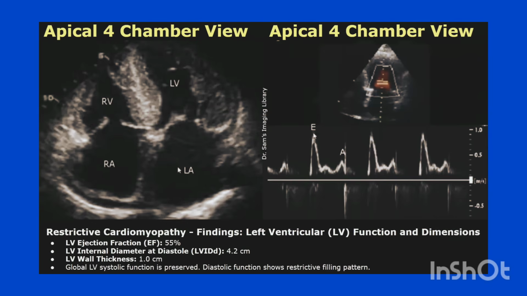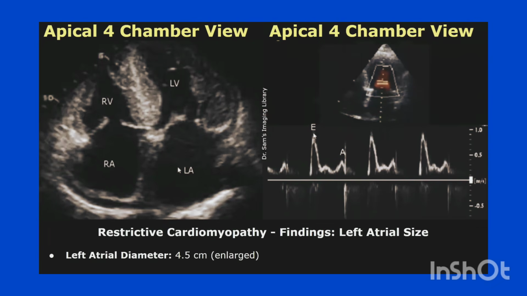The ejection fraction is 55%. Internal diameter at diastole is 4.2 centimeters. LV wall thickness is 1 centimeter. Global LV systolic function is preserved. Diastolic function shows restrictive filling pattern.